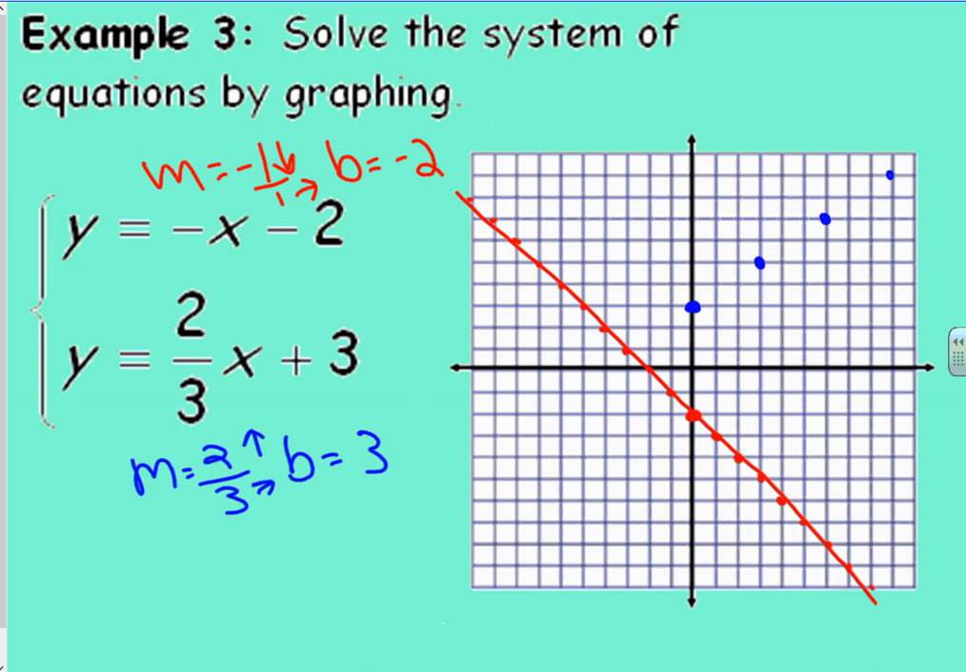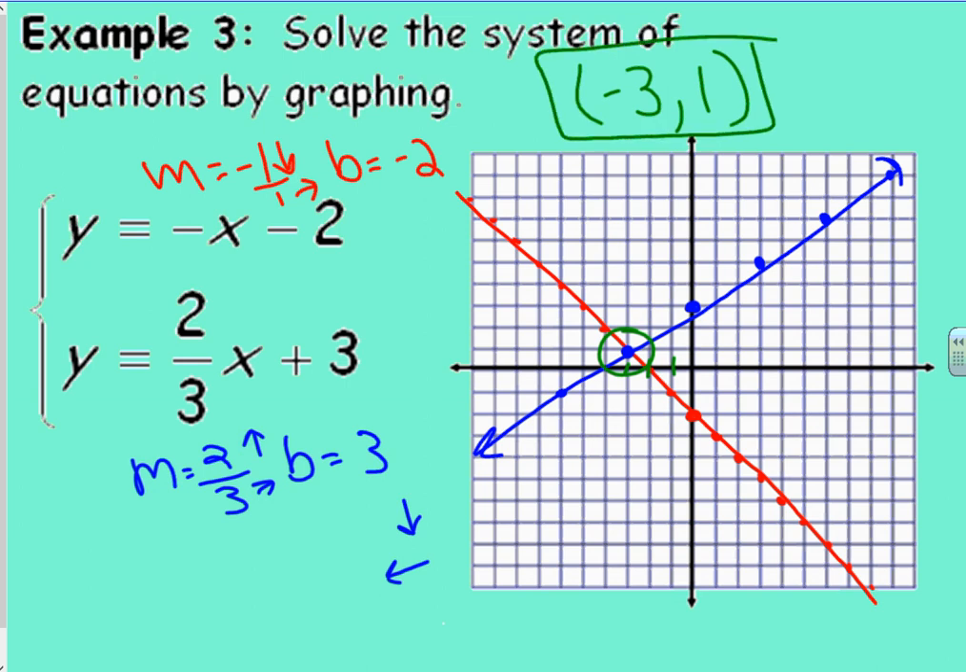And what I notice is this isn't getting me to where they cross. So I'm going to have to do the opposite, which is down 2, left 3. Down 2, left 3, cha-ching, down 2, left 3. And as you can see, that is the point where those lines cross. So for our final answer, we're going to write down that coordinate. It's left 3, so it's -3. It's up 1, so it's +1. So my solution to this system of equations is -3, 1.